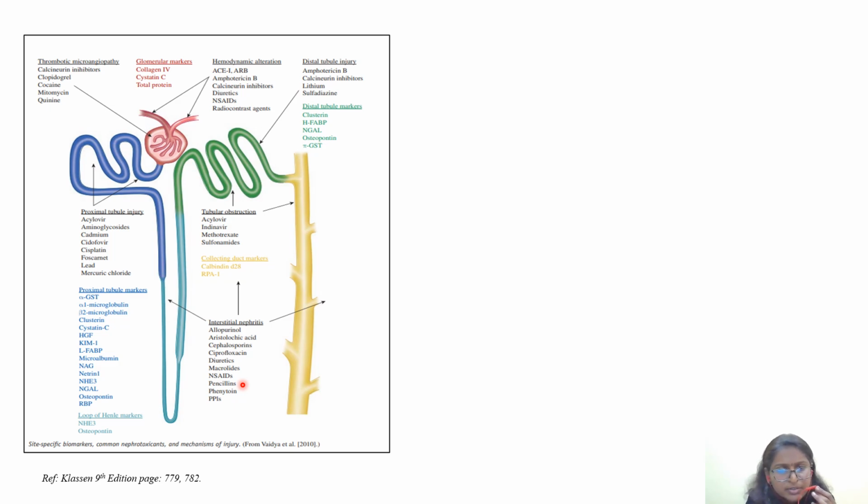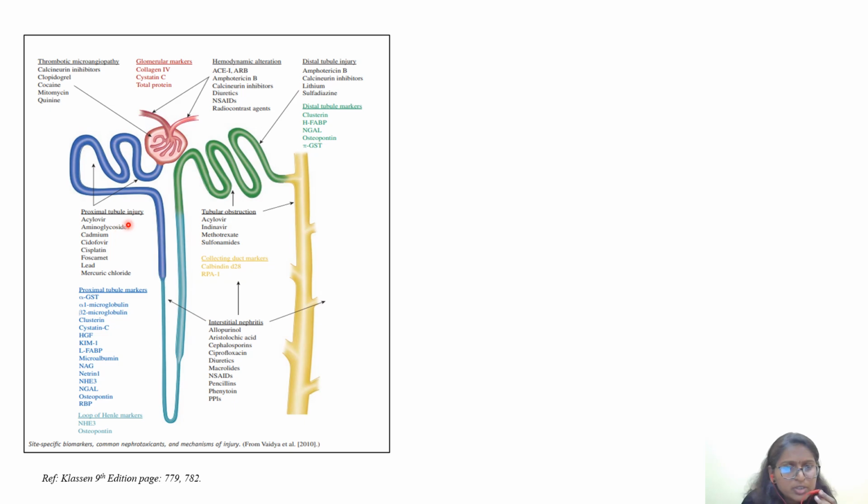And you can see penicillin. Antibiotics are also causing this interstitial nephritis. Other things are given here: phenytoin, which is an anti-migraine drug, and proton pump inhibitors are also there. Markers, you try to read on your own.